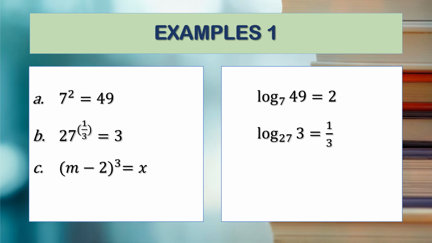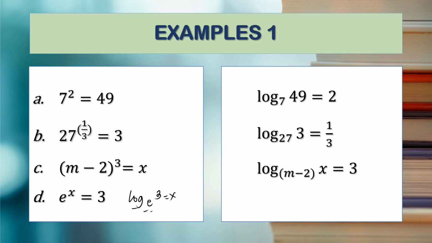Next, we have the quantity m minus 2 raised to 3 is equal to x. In logarithmic form, the log of x with base m minus 2 is equal to 3. Lastly, we have e raised to x is equal to 3. So we have an Euler function here. If we're going to transform this into logarithmic form, we can write this as log of 3 with base e is equal to x.